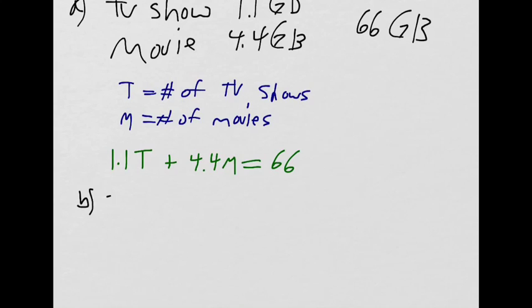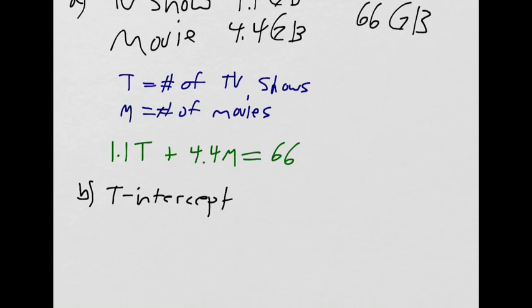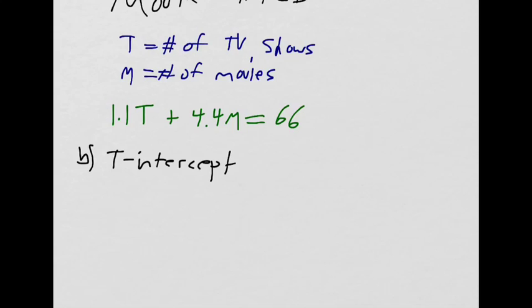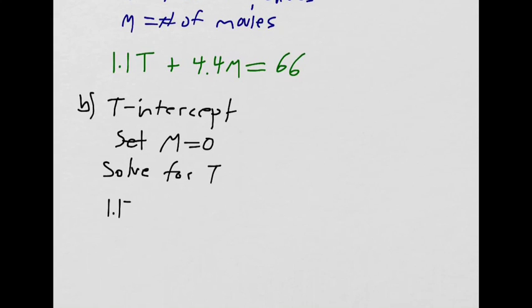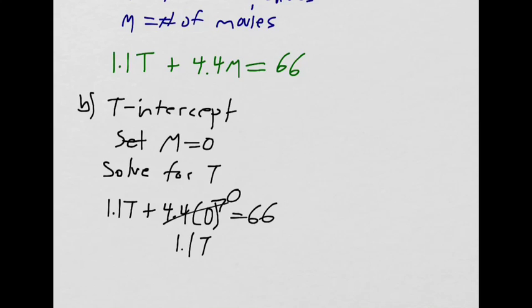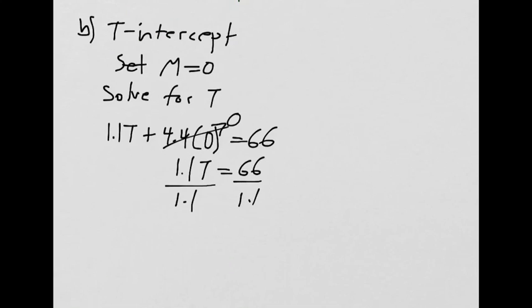Question B asks us to find the t-intercept, and then interpret what it means. Okay, so this is very similar to what we've been doing last time with x and y, except now we have t and m. If I want to find the t-intercept, I set m to 0, and then I'm going to solve for my remaining variable, t. Okay, so that's what we're going to do here. Set m to 0, so I have 4.4 times 0 plus 1.1t equals 66, so that term just basically goes to 0, and I'm left with 1.1t equals 66. Divide out both sides by 1.1, and t will give me 60.